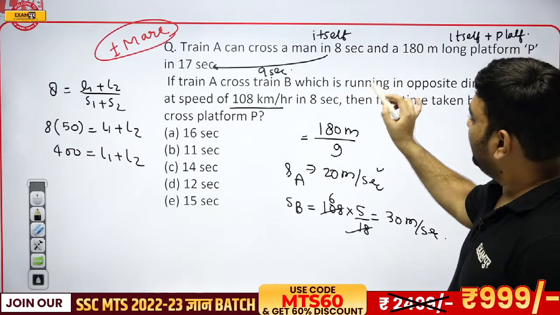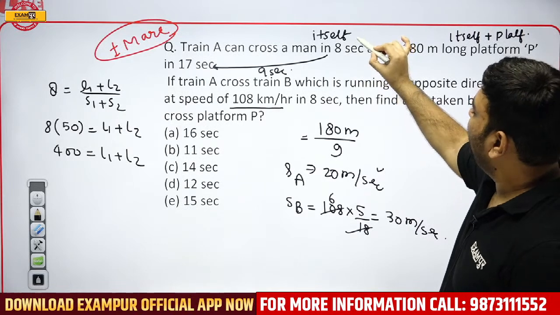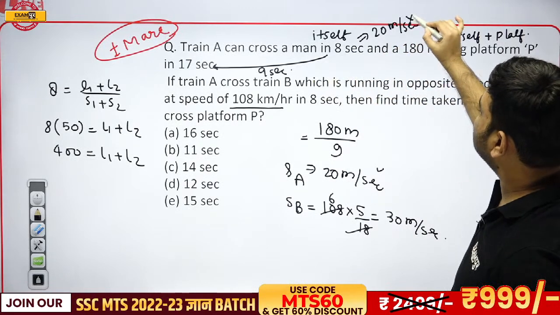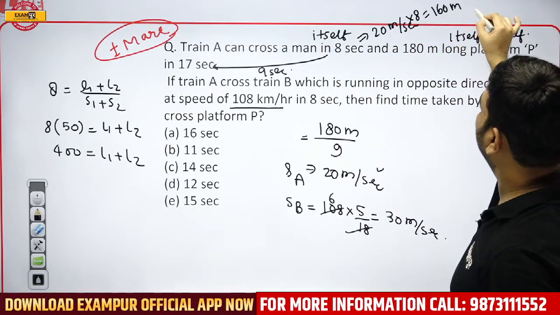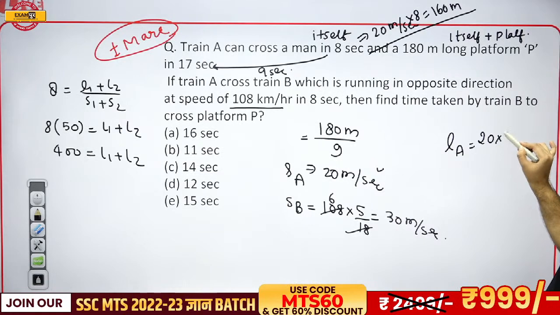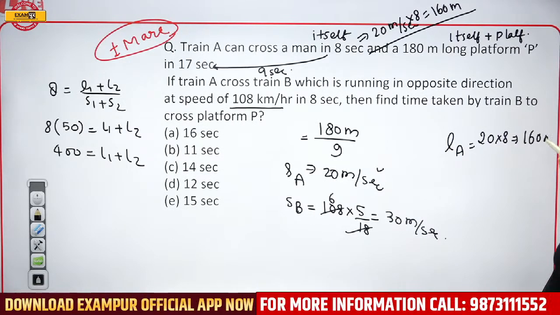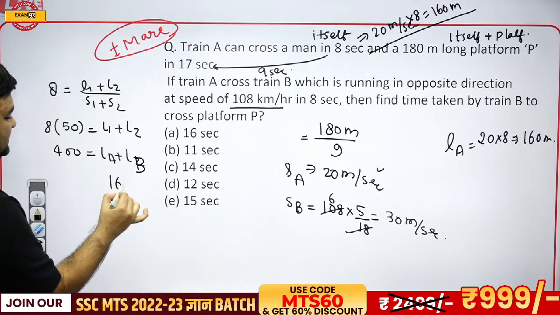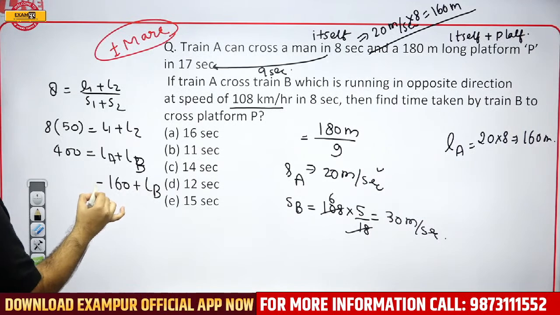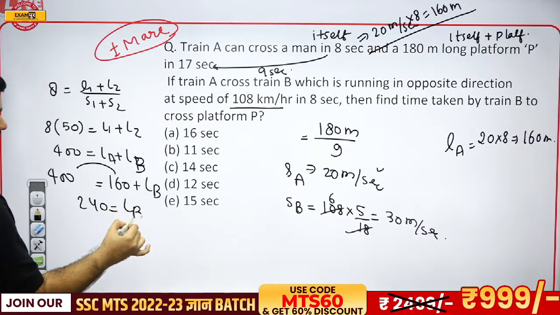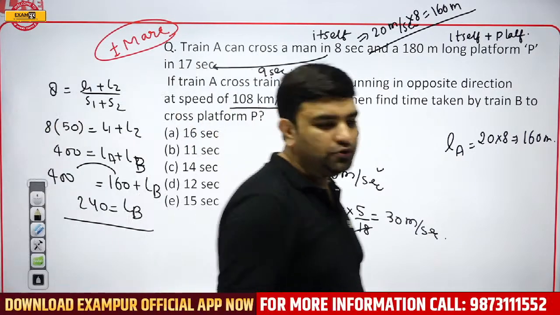We can find L1 from this data only. With the speed of 20 meters per second, a train crosses a man in 8 seconds, means the length of train A is 160 meters. So the length of train B is 400 minus 160, 240 meters.